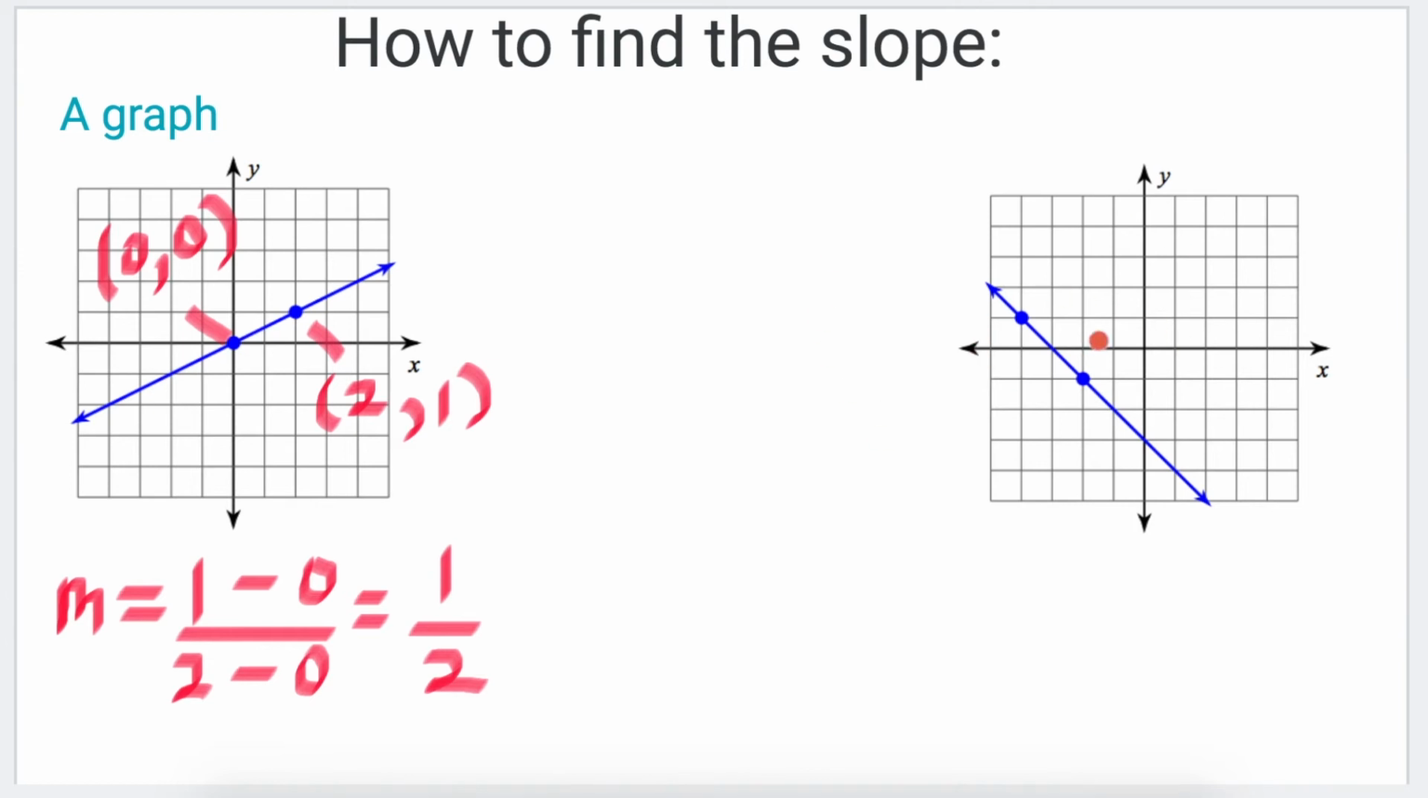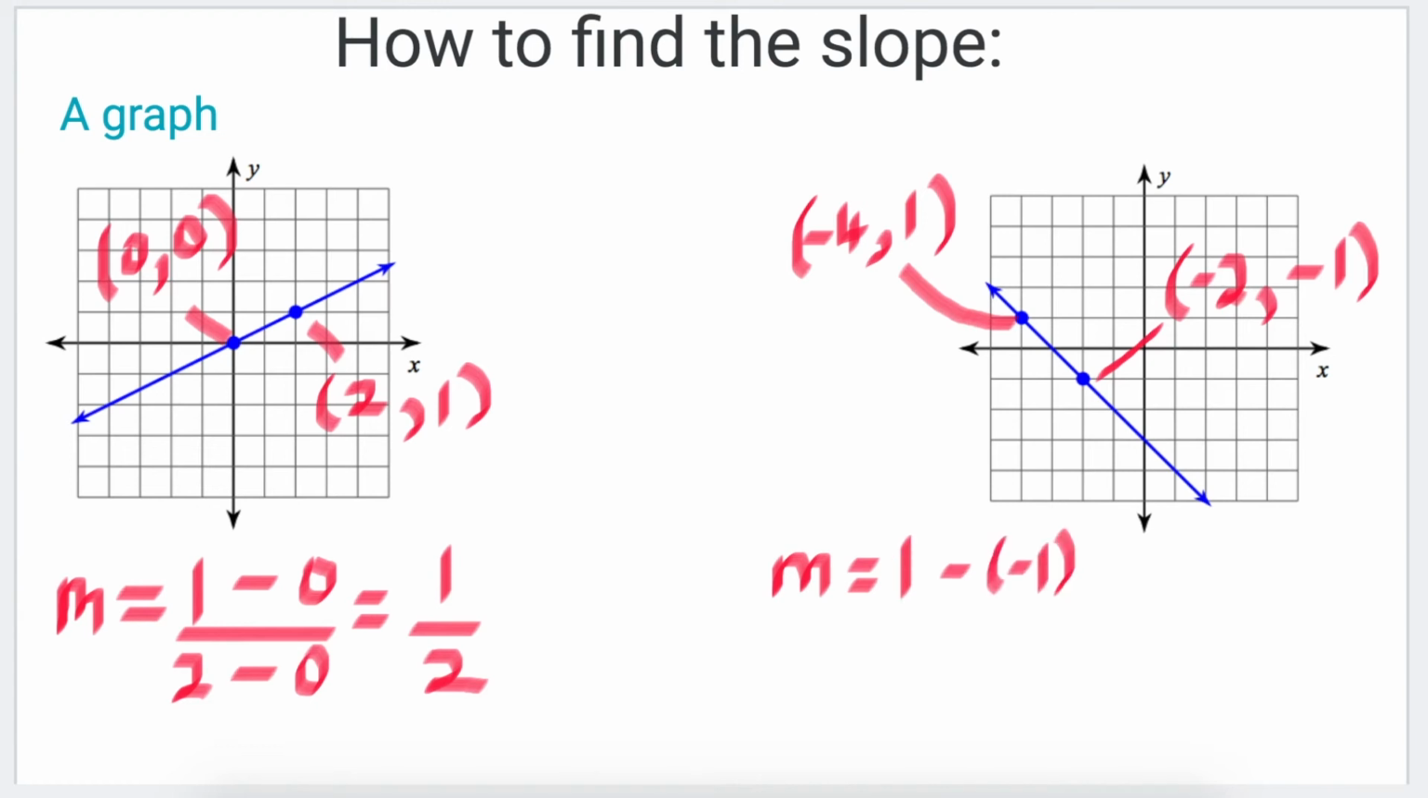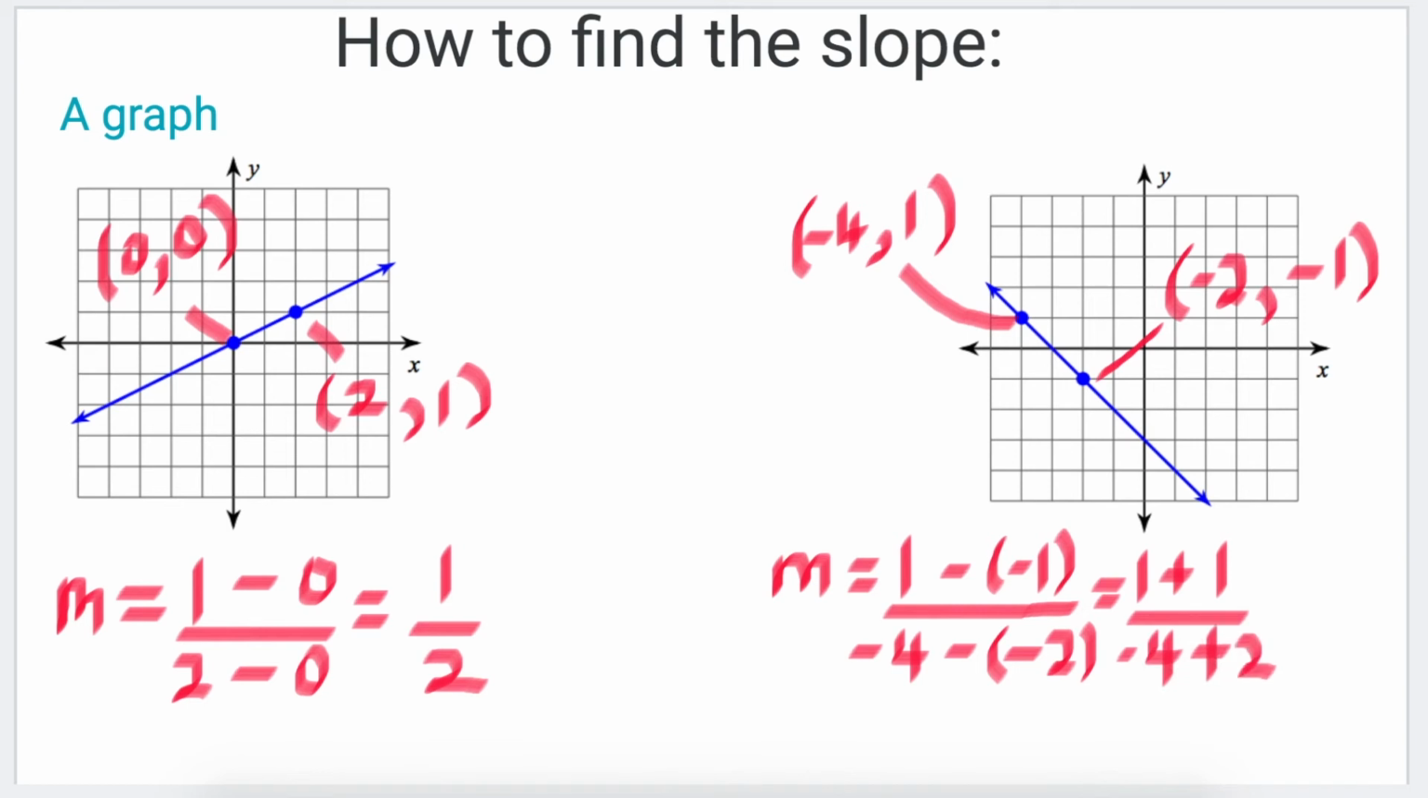The second math problem has a line that is decreasing from left to right. So the final answer should be a negative number. Let's go through the calculations. The first point there is negative 4, positive 1. The second point there is negative 2, negative 1. So when we put these 2 points in the formula, we have -1 minus 1 and -2 minus (-4). In the numerator, the 2 negative signs are going to form a plus sign, and in the denominator, we're also going to have negative 4 plus 2.